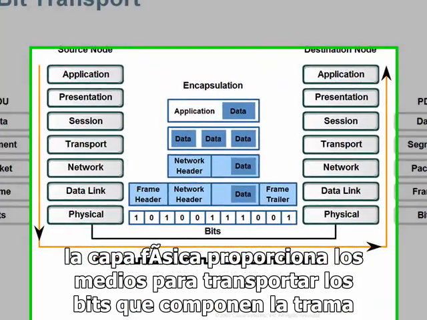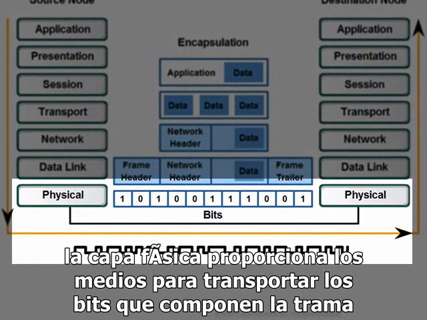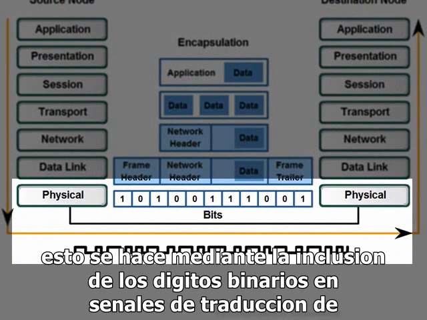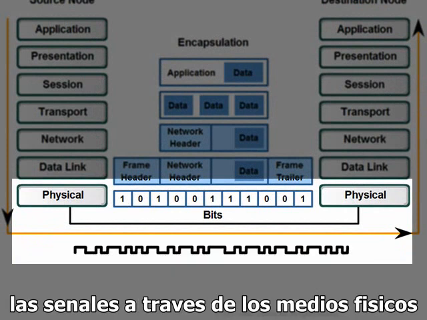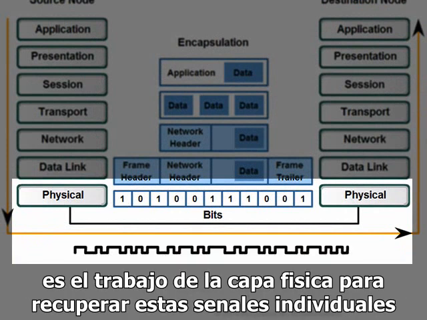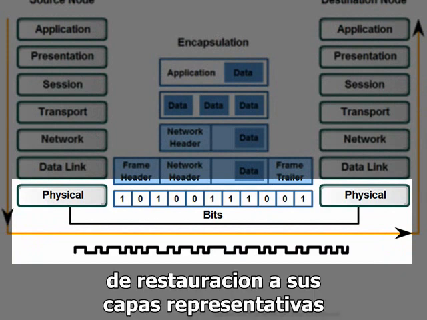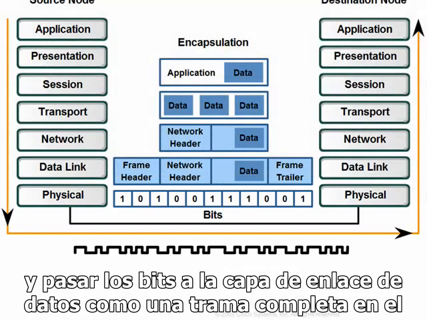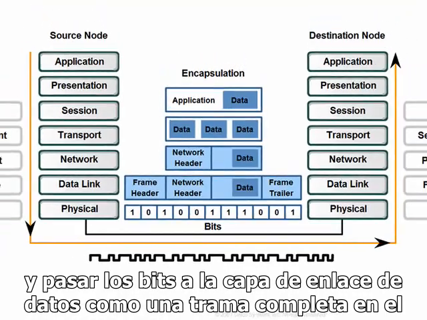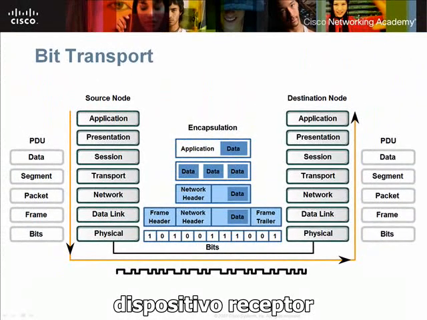The physical layer provides the means to transport the bits that make up the data link layer frame. This is done by encoding the binary digits into signals and transmitting these signals across the physical media. It is the job of the physical layer to retrieve these individual signals from the media, restore them to their bit representations, and pass the bits up to the data link layer as a complete frame on the receiving device.